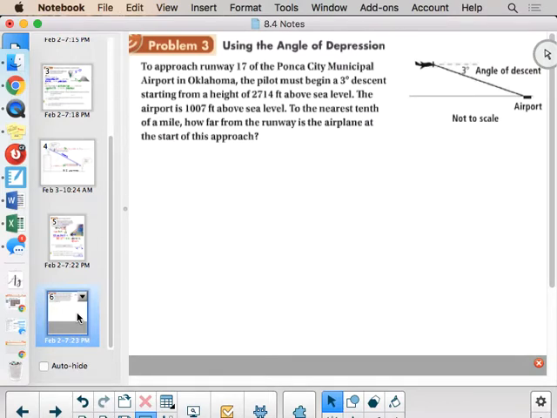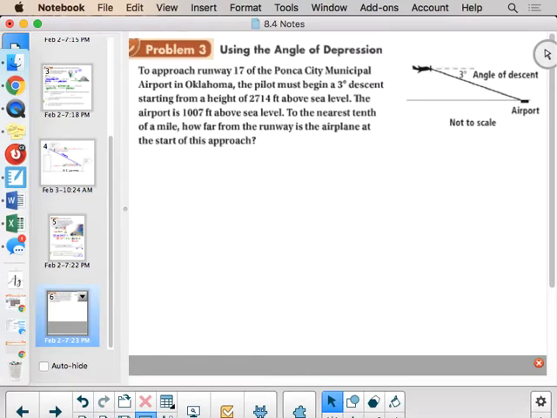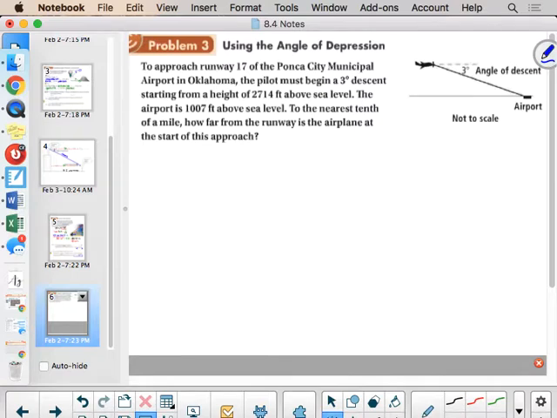All right, to approach runway 17 of the Ponca City Municipal Airport in Oklahoma, the pilot must begin a 3-degree descent, okay? So this is going to be my angle of depression, okay? Here is the horizontal line creating this angle of depression, and here I am looking down. Therefore, that is my 3-degree angle, okay? It is starting at a height of 2,714 feet above sea level, and the airport is also significantly above sea level.